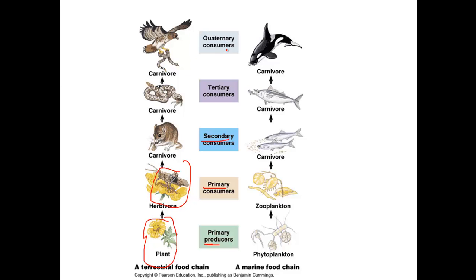So it depends on the food chain. It might look a little bit different, especially this is a terrestrial food chain, meaning on the land, and here is a marine food chain, which means it's in the ocean. So you might not recognize phytoplankton. We haven't really talked about that, but that is considered a producer. It uses energy from the sun and sometimes chemicals in the ocean.